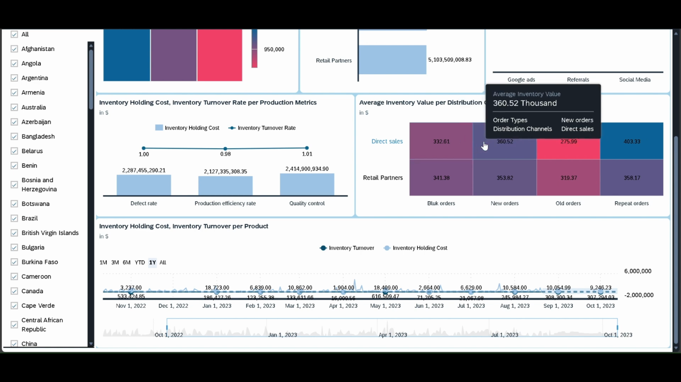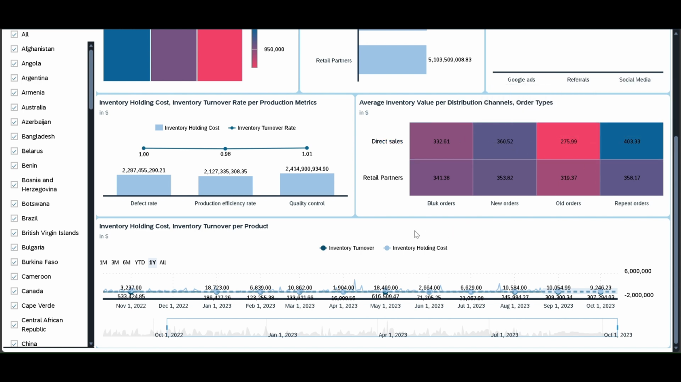Next, inventory holding cost and turnover per product. This detailed timeline plots fluctuations in holding cost and turnover across months, with granularity from November 2022 through September 2023. It's a powerful tool for warehouse planning, procurement timing, and detecting storage inefficiencies.